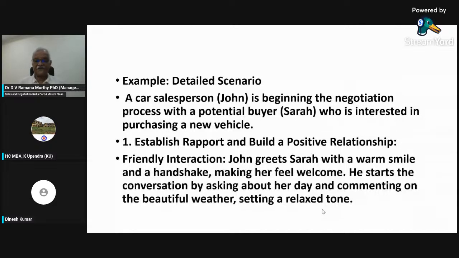Because a large smile on your face is a welcome feature. Please note that your objective is to go in for finishing the deal, so it's up to you to be proactive and participate in friendly conversation. Warm smile, handshake, depends upon the other person's response as such. Anyway, then the salesperson, John, starts the conversation by asking about her day and commenting on the beautiful weather, setting a relaxed tone.